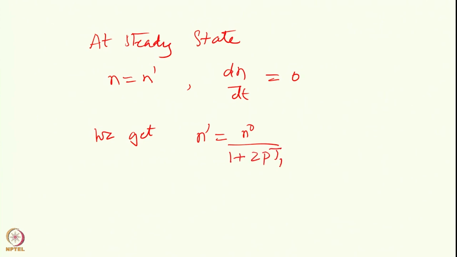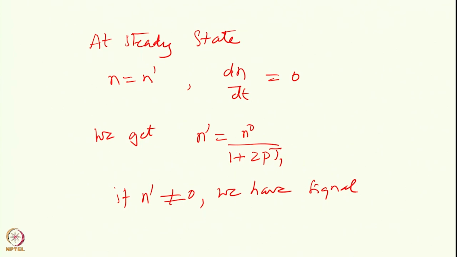You see, depending upon the value of T1 versus the value of P, you get a steady state population difference n dash, and so long as n dash is not 0, we have signal. Therefore, 2 times P times T1 becomes an important factor in determining the NMR signal.